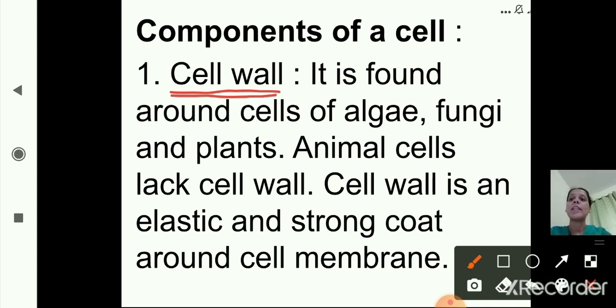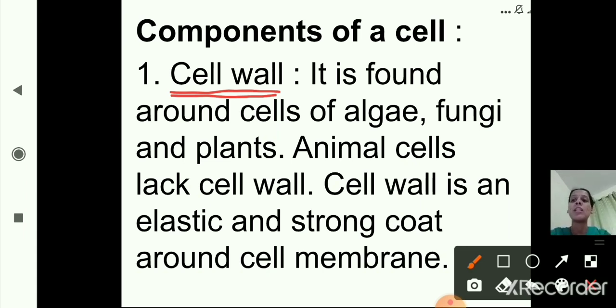It is found around the cells of algae, fungi and plants. Animal cells lack cell wall. Just now we have seen the structure of plant cell and animal cell. Plant cells have cell wall, but animal cells lack cell wall, meaning they do not have cell wall.